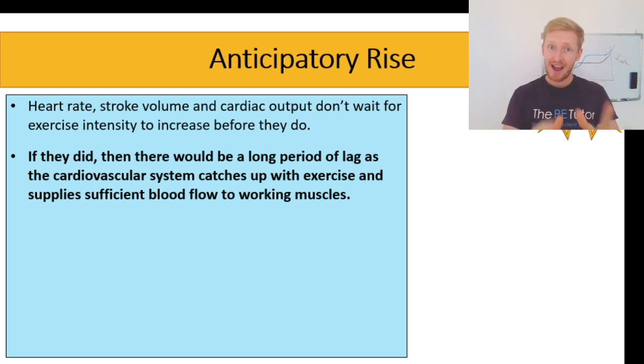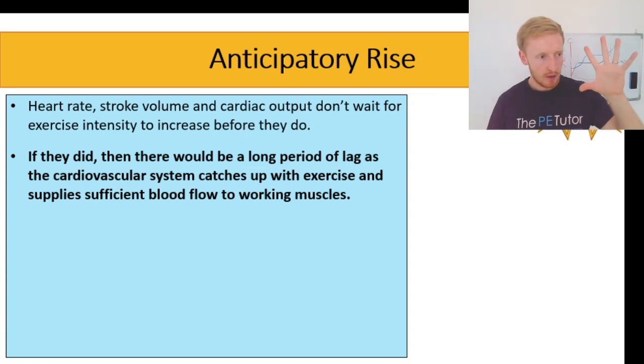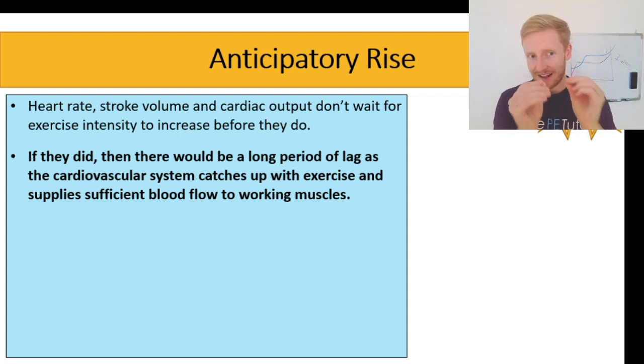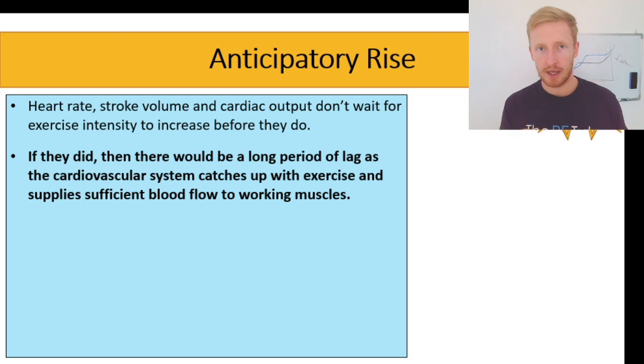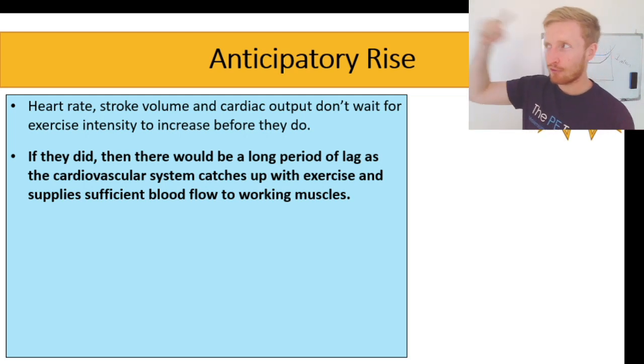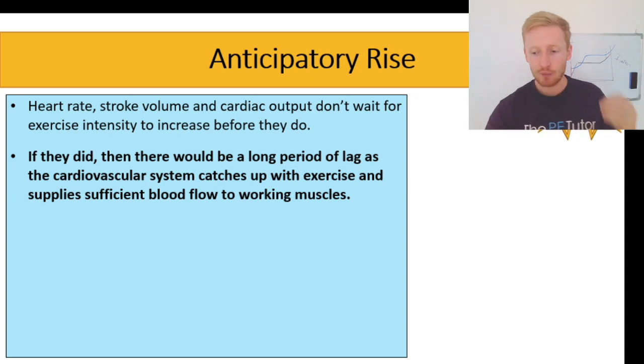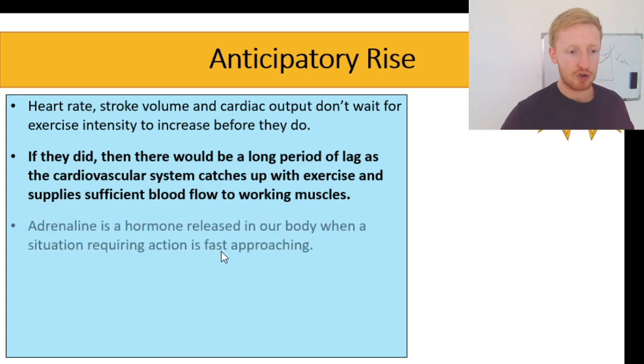But if you plan to perform exercise, let's say you're a netball player and you're out on court, you're marking your player, and you know that the whistle to start is about to blow in a minute's time. That's when anticipatory rise might kick in. This anticipation, this foresight of you thinking about exercise, it can release a little bit of adrenaline.